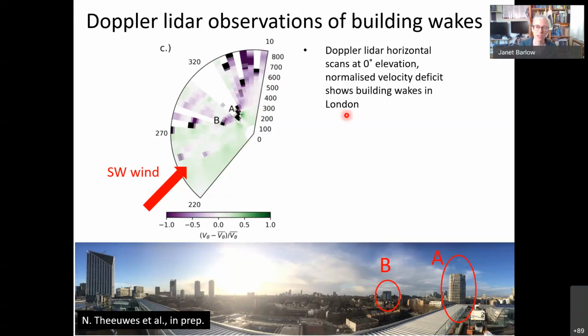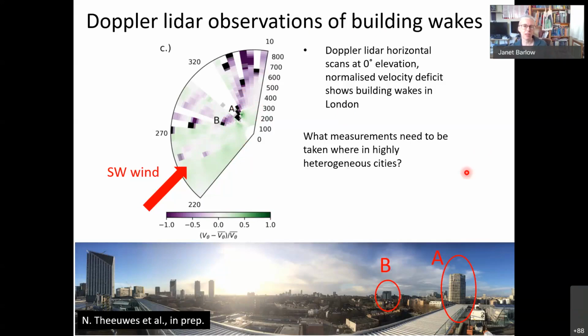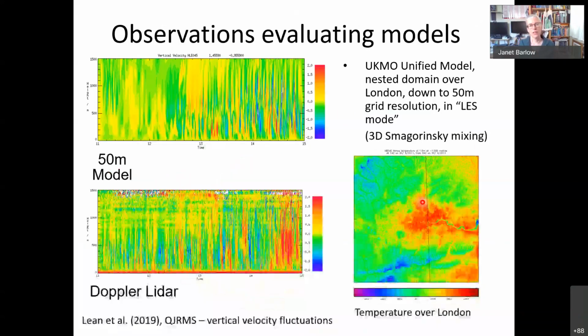But I think this should open up some questions about what measurements we need to take where cities are highly heterogeneous. And this might be the dominant paradigm rather than the sort of equilibrium picture we've had before. And how do we do it? So that was a whistle-stop tour of some observation techniques.